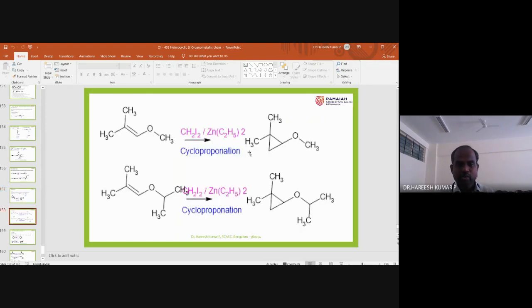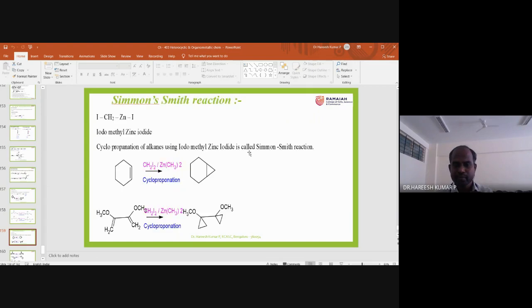So with this, I will go to the next one. The next one is also a name reaction, the Simmons-Smith reaction. Usually for a 2-marks question: what is the Simmons-Smith reaction? What is the Simmons-Smith reagent? This is the reagent. Do you find any difference between this reagent and the previous one? Is there any difference?